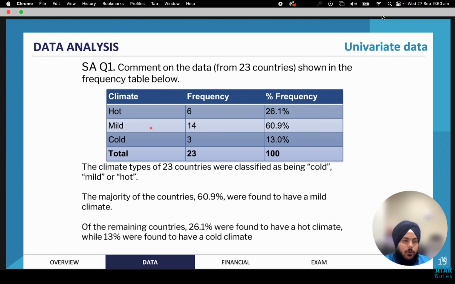And we might also quote the hot and cold frequencies. And when we're quoting frequencies, we always quote the percentage frequencies. We never just quote the raw frequency. So 6, 14, or 3, we will never quote those. We'll always quote the percentage frequencies.